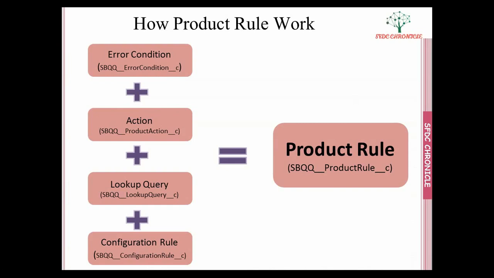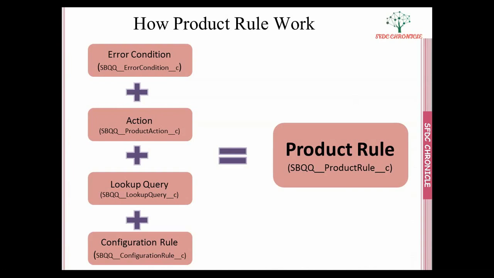So those objects are product rule, that is one main object. And to show a validation rule, depending upon which condition we need to fire that particular rule, where we can fire that particular product rule, or depending upon any custom object, how we can show that product rule, those are all there. We will come into that later in this video.